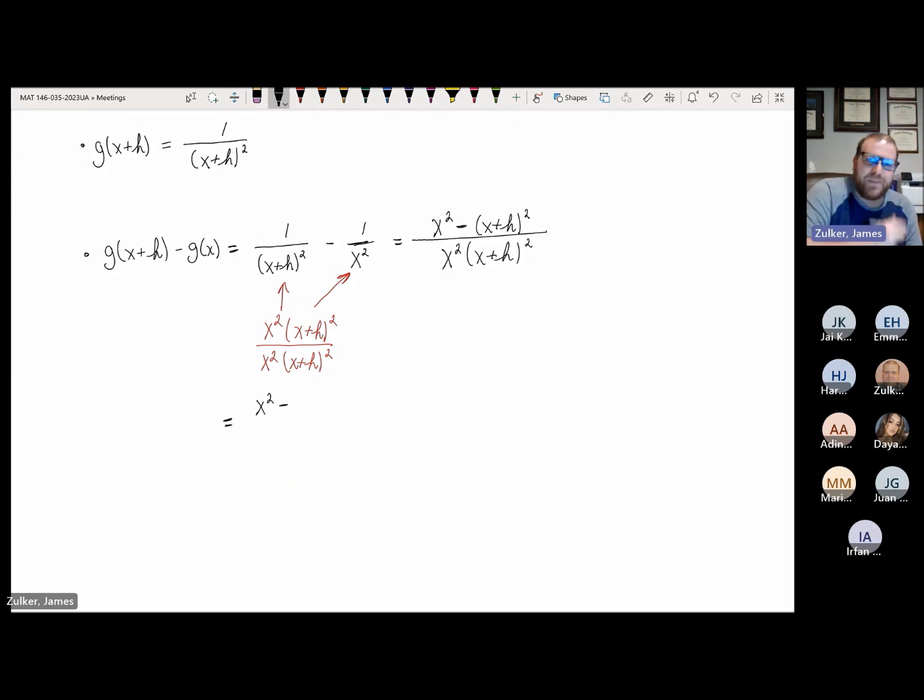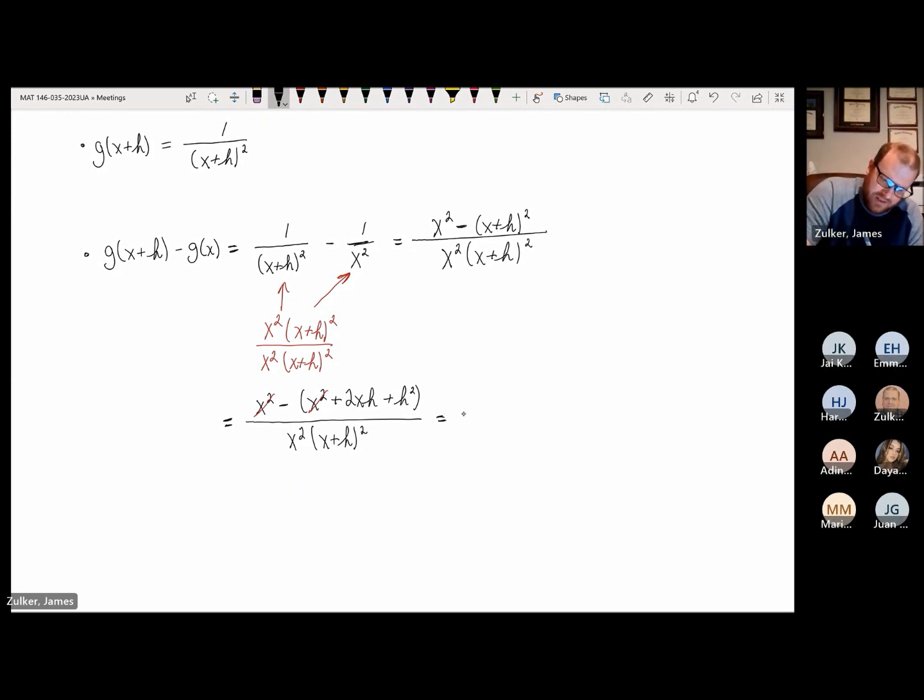What we're going to do is go ahead and expand the x plus h squared in the numerator. Again, that is a common expansion, x squared plus 2xh plus h squared. Notice we have an x squared minus x squared, that's 0. We are left with negative 2xh minus h squared over x squared times the quantity of x plus h squared.